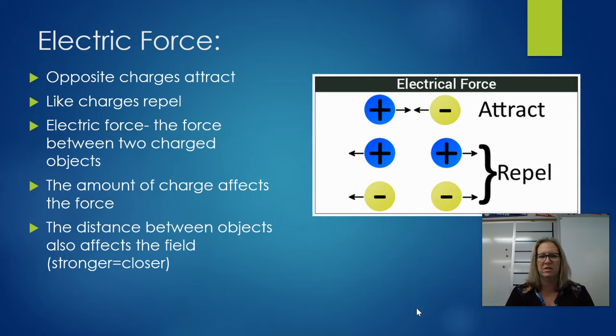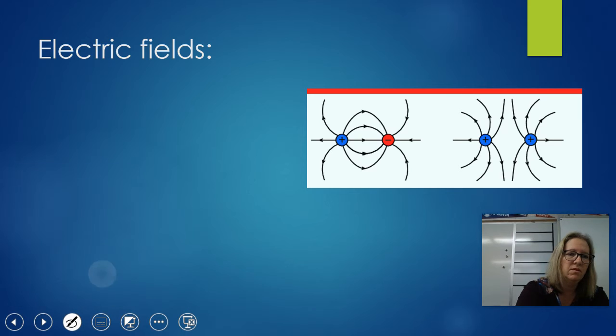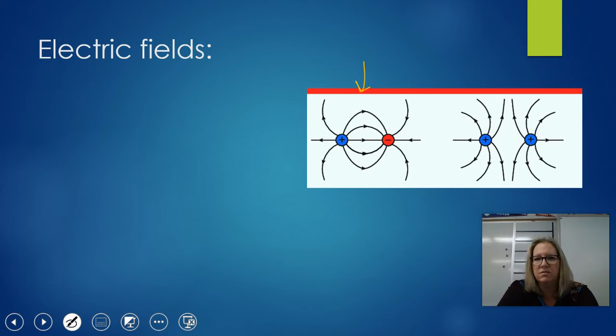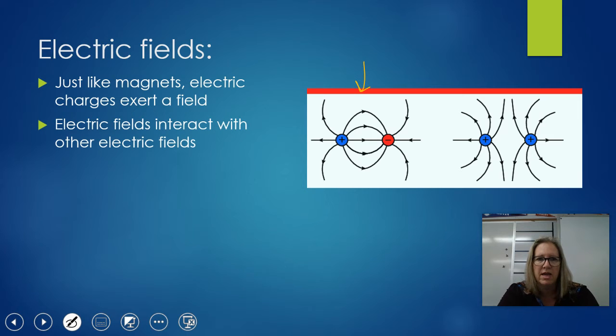But then the distance also can affect that force and that field. The closer they get, just like magnets, the stronger that field is going to be. So this is what the electric fields look like. And it should look very similar, especially the opposite ones. These right here, it's similar to what magnets do. Just like magnets, this charge exerts a field, so it extends beyond just the particle itself. And then they interact with other charged particles and they create different fields accordingly. You can see that the two different charges will actually pull towards each other, and then the like charges are going away from each other.